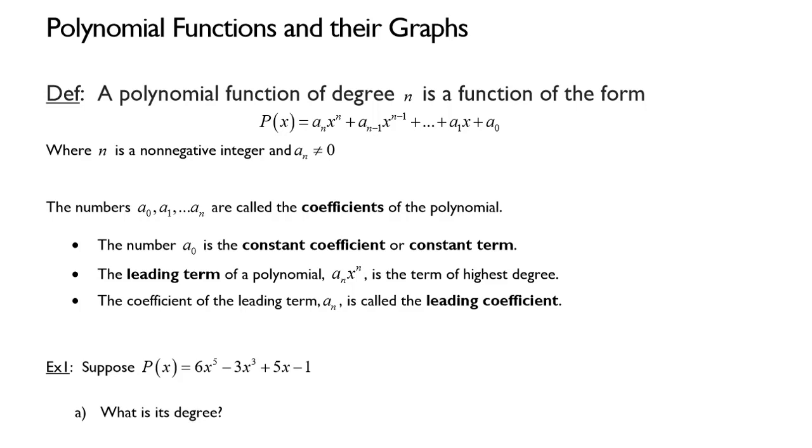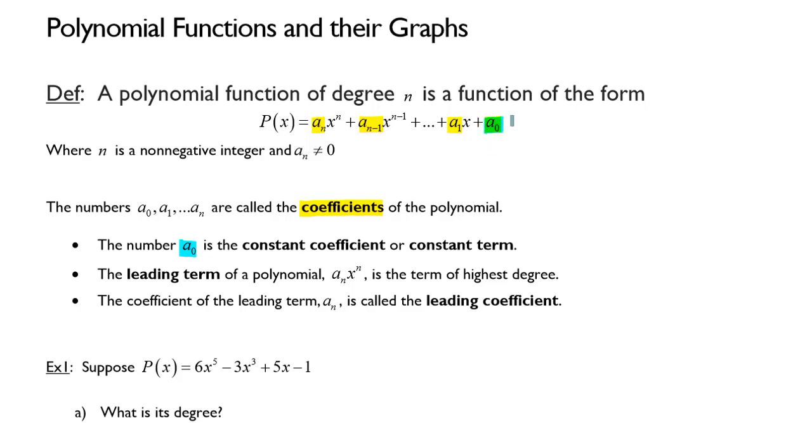The numbers a sub 0, a sub 1, all the way up to a sub n are called the coefficients of the polynomial. So here are the coefficients of the polynomial. The number a sub 0 is the constant coefficient or constant term.